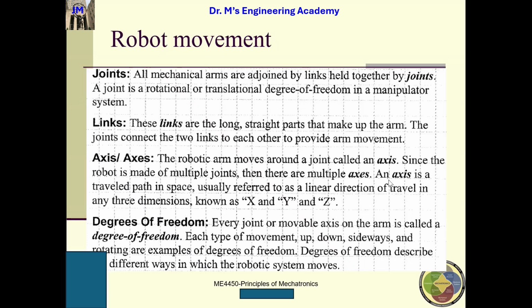Since the robot is made of multiple joints, there are multiple axes. An axis is a traveled path in space, usually referred to as a linear direction of travel in any of 3 dimensions, known as the x, y, and z axes. How you move along this one translational, or along this one rotational, that is called an axis. So that is the degrees of freedom, what I just told you. Questions regarding this slide?